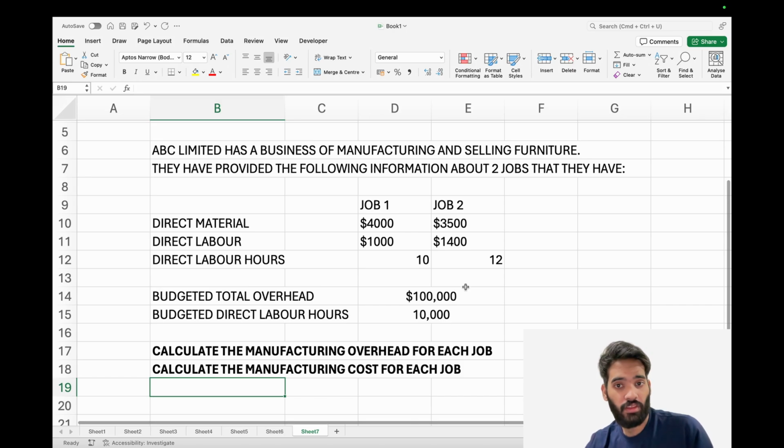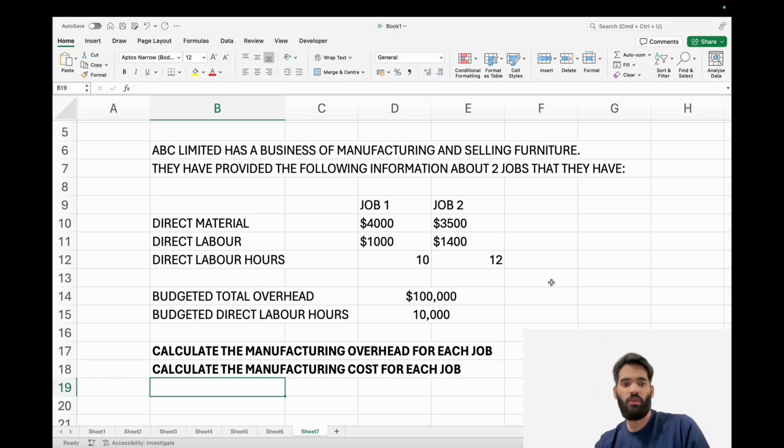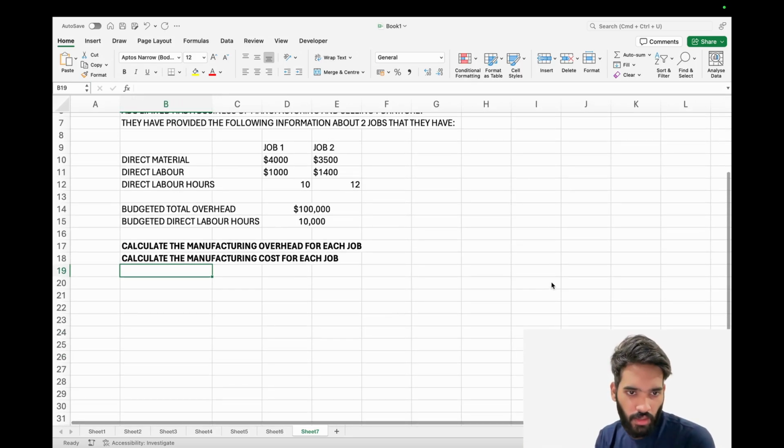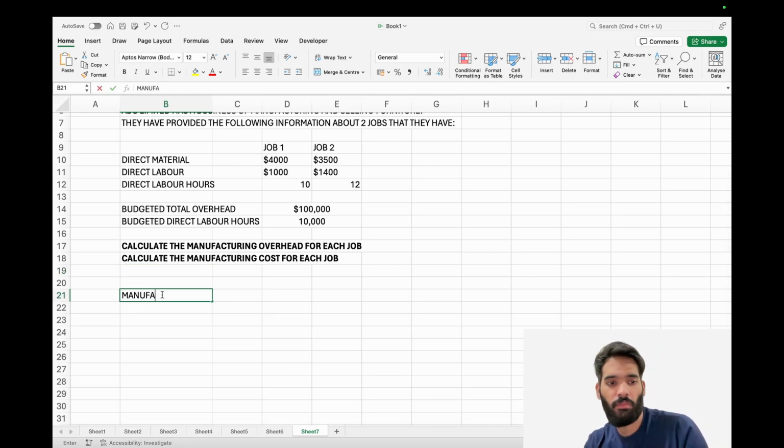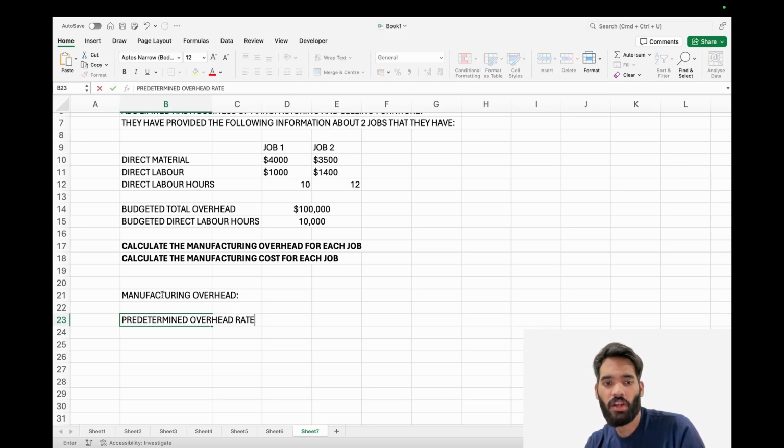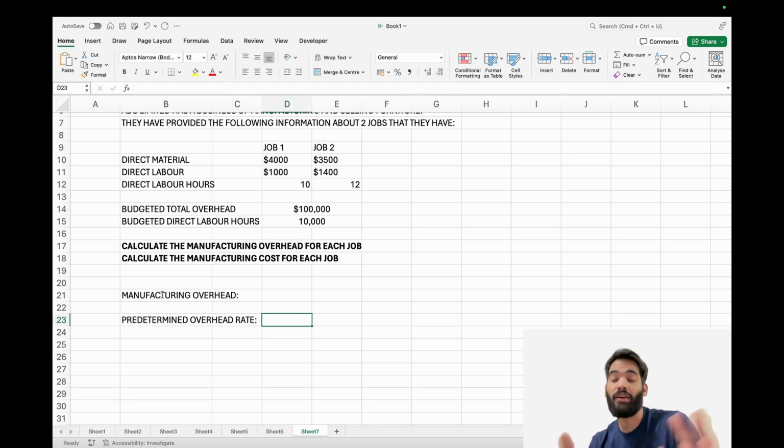Now, how do we do this? Always remember, whenever we are supposed to find the manufacturing overhead, it's a two-step process. The first step is to find the rate. The second step is to multiply the rate by how much of the allocation base, in this case hours, we actually used on the job. So let me show you. Manufacturing overhead calculation: first, we find the predetermined overhead rate. It's called predetermined because we calculate this at the start of the year.